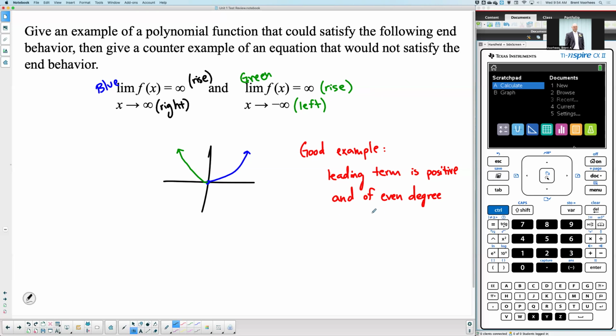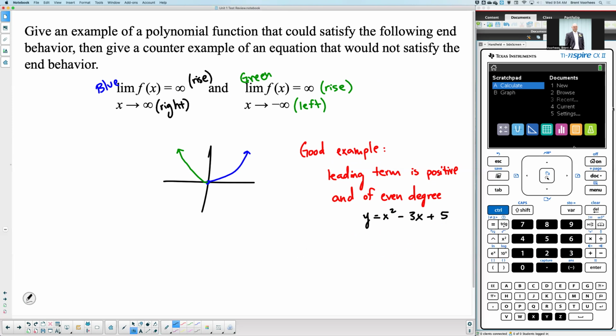So I heard y equals x squared. Would that satisfy? Would it satisfy if it was y equals x squared minus 3x? Does that still work? The highest power is that. Does it still work if it's plus 7x cubed? No, that would not work. But if I did like a plus 5, would that still work? That would work. That would be good.